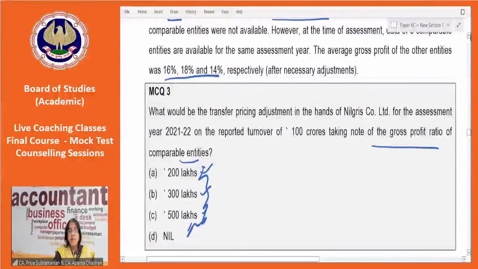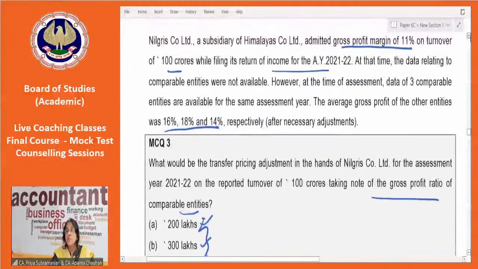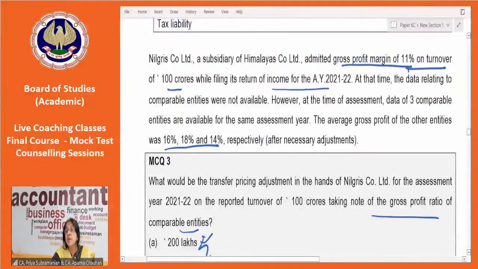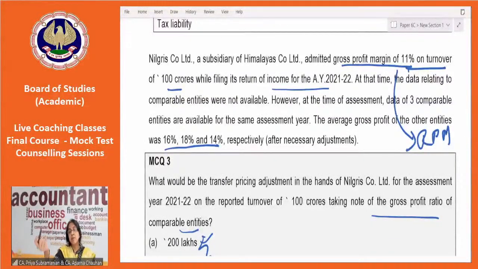It's given. They've given the gross profit margin at 11% of turnover. So it has to be the resale price. It can't be cost plus; cost plus is as a percentage of cost. It can't be TNMM because that is the net profit margin. Here it's the gross profit margin, so it's resale price method.